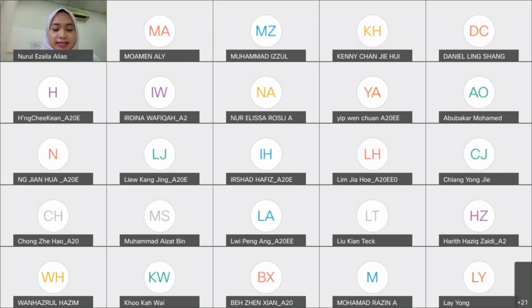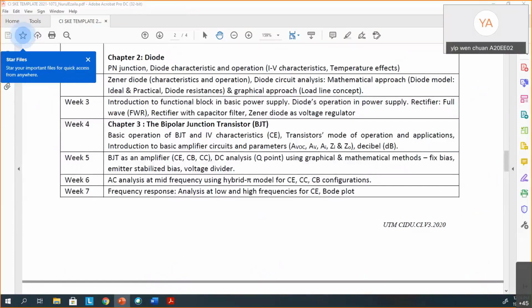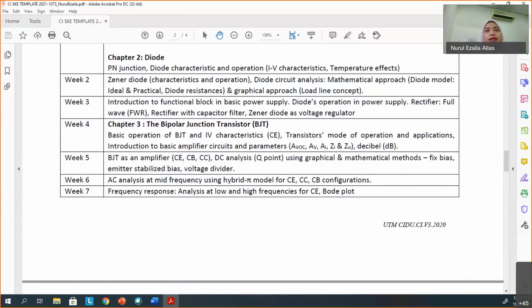Madam, can I ask a question? Yes. VT is constant, 26 millivolt? Yes, correct, for all the time. Hello, can you hear me? Yes. All right, so VT is constant, 26 millivolt, for all the time.